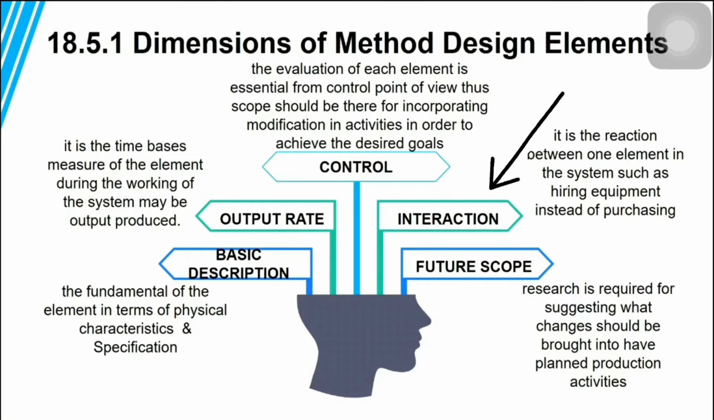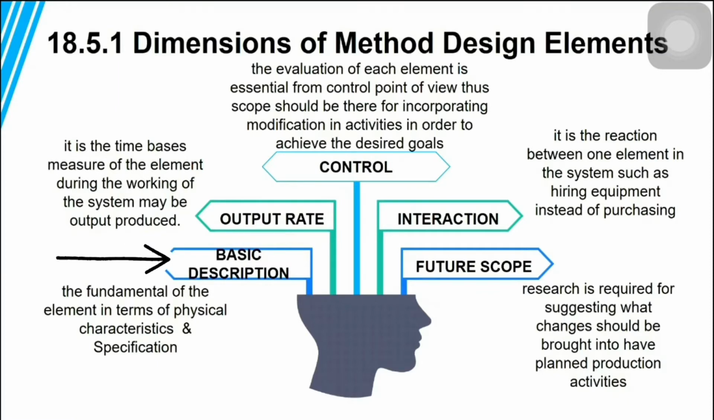Second, the interaction. It is the reaction between one element and another in the system, such as hiring equipment instead of purchasing. Third, output rate. It is the time-basis measure of the element during the working of the system, which may be output produced.